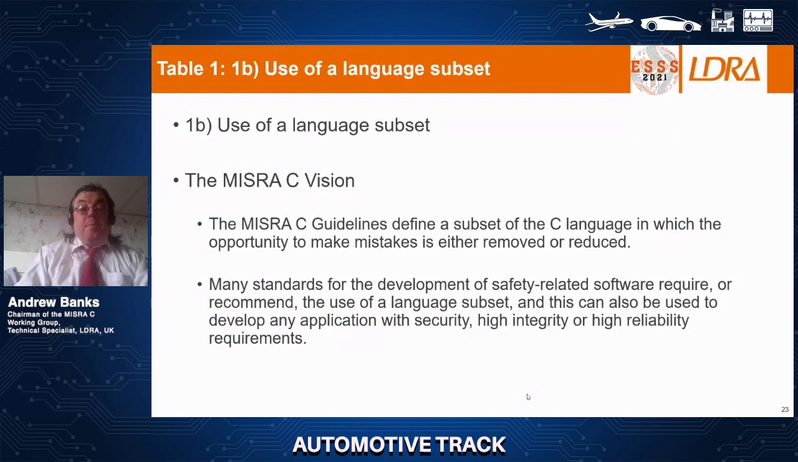So 1B, use of a language subset. Well, guess what? That's what MISRA C is. And MISRA C itself defines a subset of the C language in which the opportunity to make mistakes is either removed or reduced. I emphasize the reduced because even if you follow MISRA C to the letter all the way through, that doesn't guarantee no problems. But it will help, and it will stop you making a lot of the mistakes that you don't want to make.